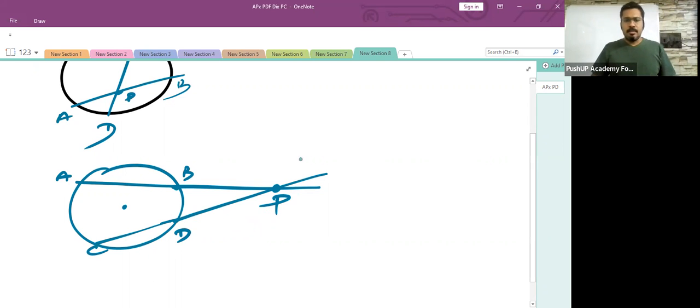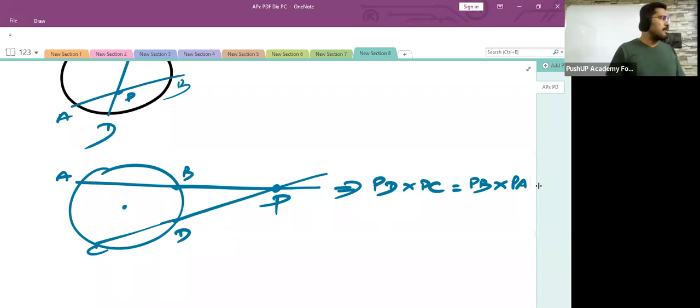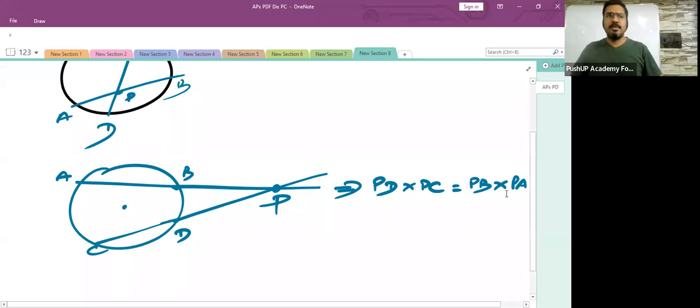So out of this scenario, what is the result derived? The product of PD and PC is equal to the product of PB and PA. Easy. Second scenario is done.